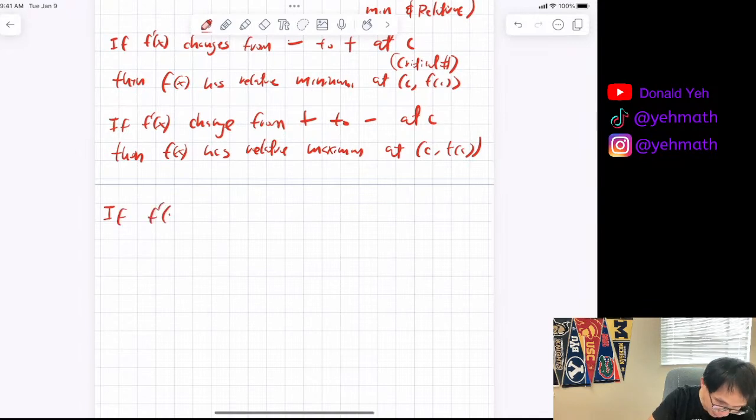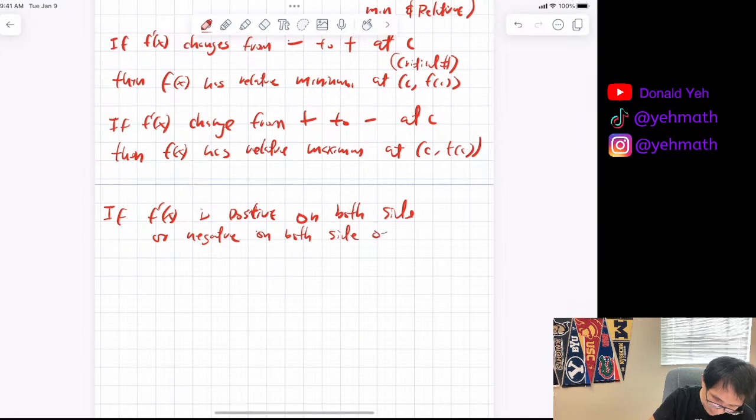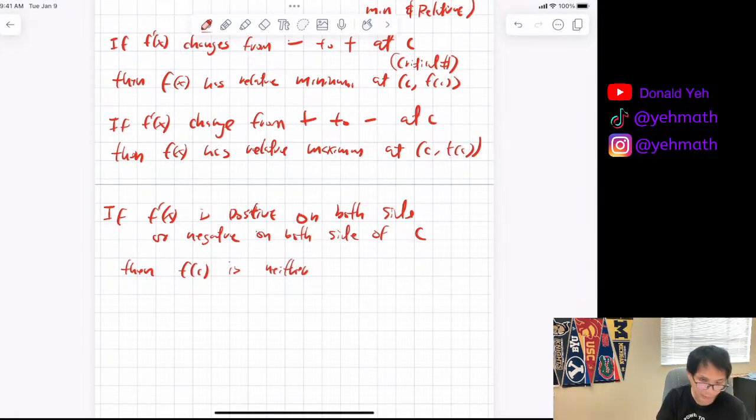Now, if f prime of x is positive on both sides of c, or negative on both sides of c, then f of c is neither. You can have a slope equal to 0, but if it's not changing sign, it's neither a relative max nor a relative min.